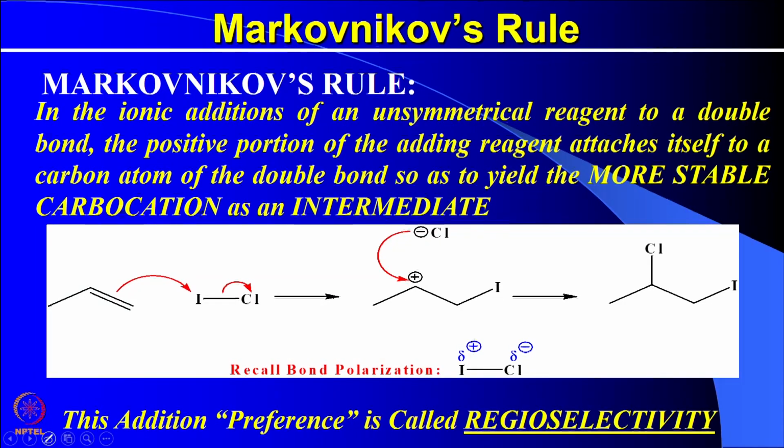So for example, if we are trying to add ICl, we clearly know that I is delta positive and Cl is delta negative in this particular compound. So the positive part of this adding reagent attaches to the double bond in such a way as to generate a more stable carbocation, which is a 2 degree carbocation, and then this 2 degree carbocation takes up the Cl minus and forms this compound as the major product.